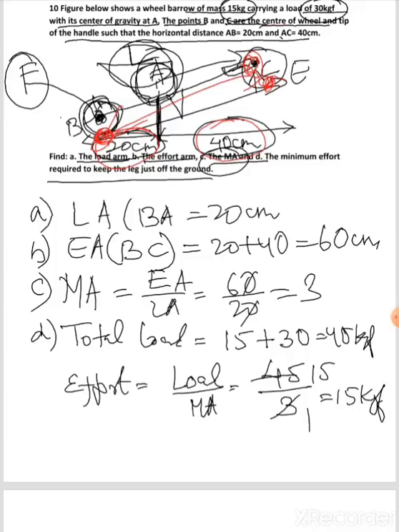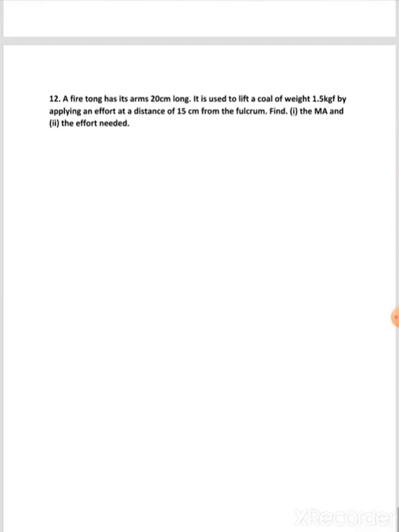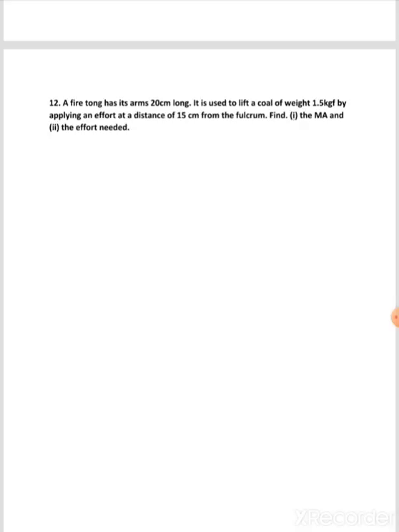Okay. So now let's move to the next question. This will be the last question for today. Question number 12. Question number 12 says a fire tongue, chimta, has its arm 20 centimeter long. It is used to lift a coal of weight of 1.5 kgf by applying an effort at a distance of 15 centimeter from the fulcrum. Find the mechanical advantage and the effort needed.